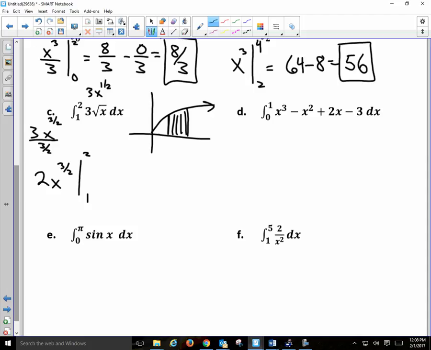I plug in 2. You have to plug in the top number first. 2 to the third, 8 square root. Square root of 8 is 2 roots of 2 times 2, 4 roots of 2. Plug in 1. You get 2.